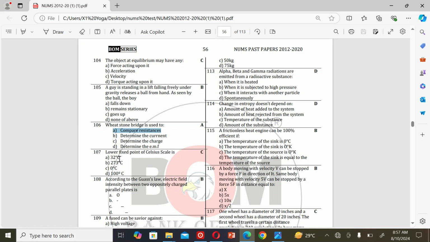The next MCQ is: the lower fixed point of the Celsius scale is: A, 23 degrees C; B, 273 degrees C; C, 0 degrees C; D, 100 degrees C. So the correct option is C.